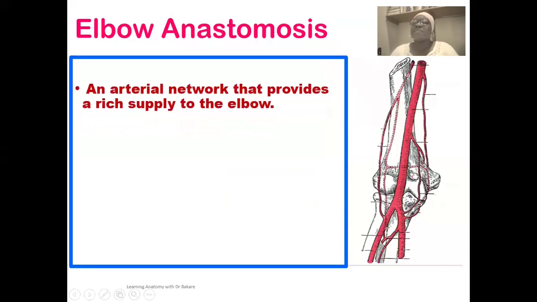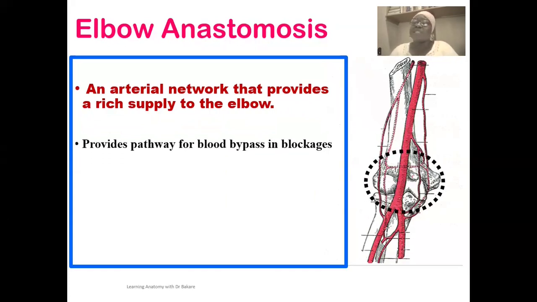The elbow anastomosis is an arterial network that provides extensive supply to the elbow. And this is basically as a result of the fact that we have a number of branches from different arteries coming together to create this anastomosis. And this is where we have its creation here around the elbow.